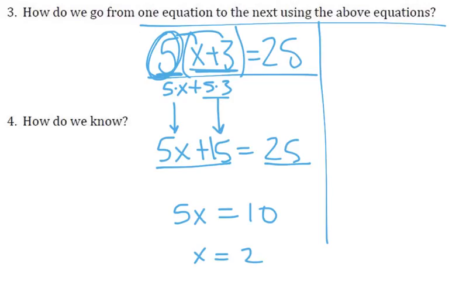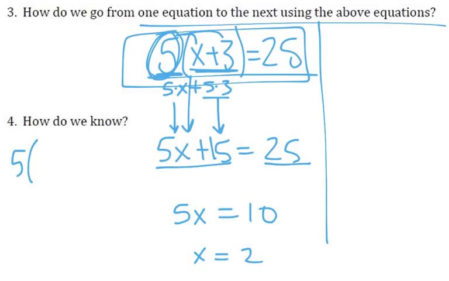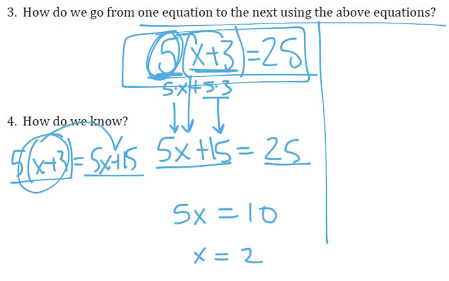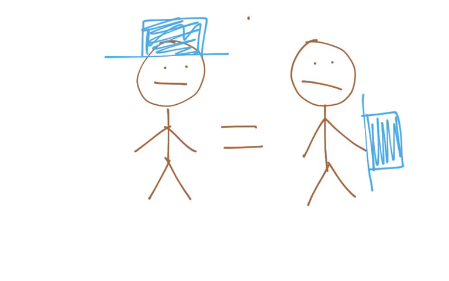That's kind of like this piece. They're still the same, just one is wearing the hat, one isn't. You could also compare it with this. The 5 times x plus 3 is equal to 5x plus 15. Those are the 2 twins. One's wearing the hat, one isn't. Same idea, same concept. So all we did in going from this to this is tell that other twin, hey, dude, get your hat on.